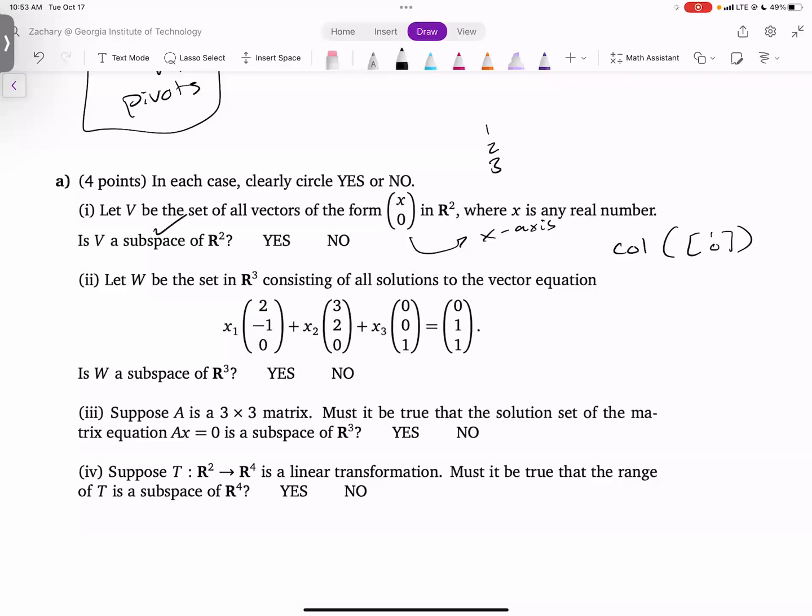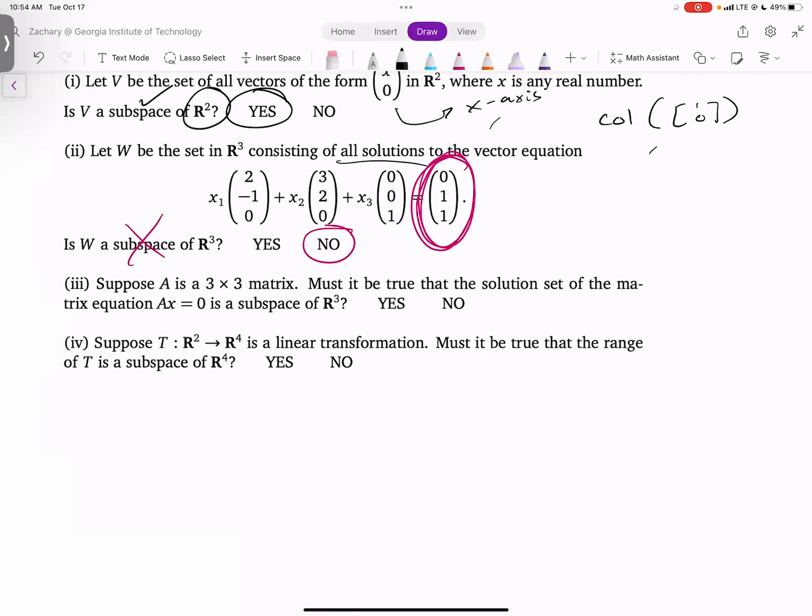Check. Is it in R2? Well, we have 2 entries, so yes. And I'm not going to work out the other ways you can do this. You can spend your time doing that if you'd like. So let W be the following space that corresponds to all solutions. The big thing here is we're not equal to 0, so this is never a subspace right off the bat.